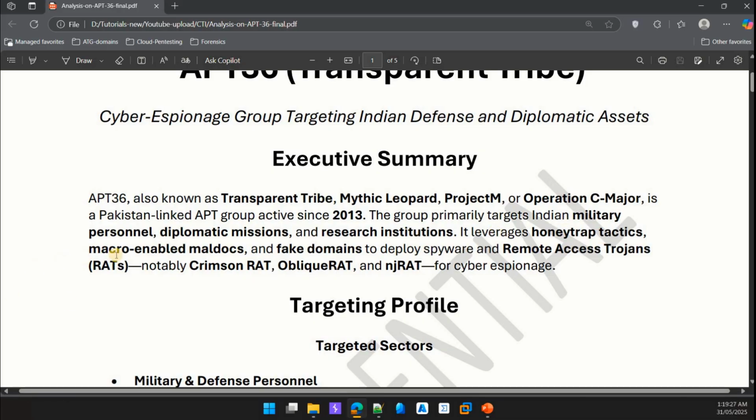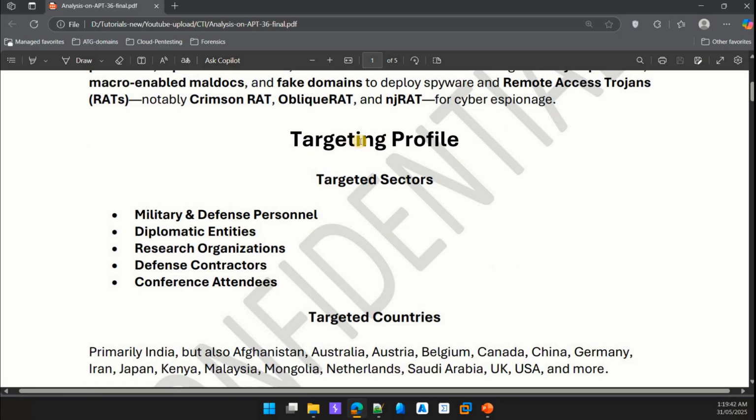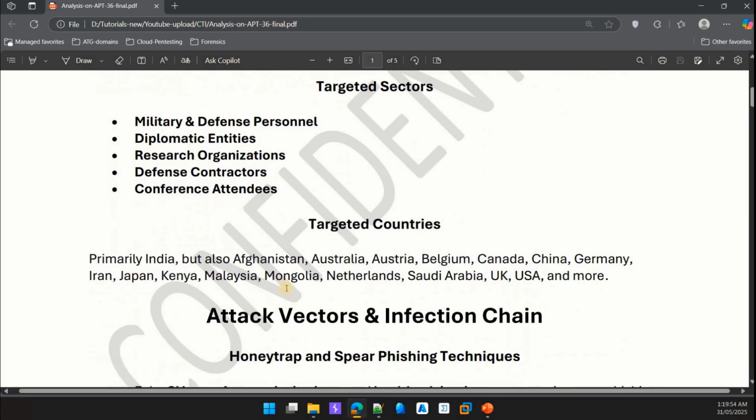It leverages honey trap tactics, macro-enabled maldocs, and fake domains to deploy spyware and RATs, notably Crimson RAT, Oblique RAT, and others, for cyber espionage. Then you define the targeting profile. What are the targeted sectors? Military and defense personnel, diplomatic entities, research organizations, defense contractors, and conference attendees. Which are the targeted countries? Primarily India, but it has also affected Afghanistan, Australia, Austria, Belgium, Canada, China, Germany, Iran, Japan, Kenya, Malaysia, Mongolia, Netherlands, Saudi Arabia, UK, US, and many more.